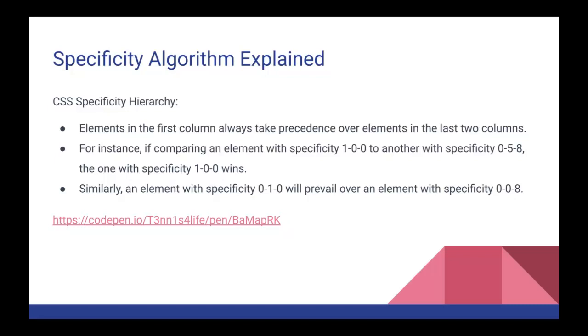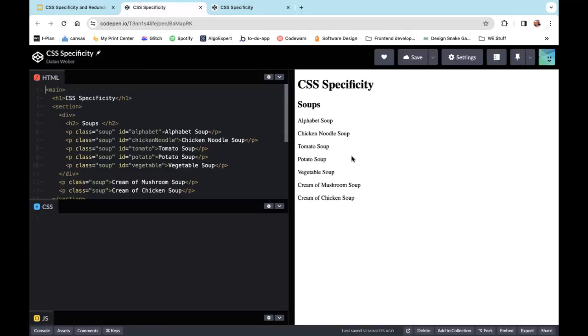And then similar to that, an element with a specificity of 010 will prevail over an element with specificity of 008. And again, if it was 018, then that one would take precedence. So here we'll go to this CodePen to exhibit this a little bit more.